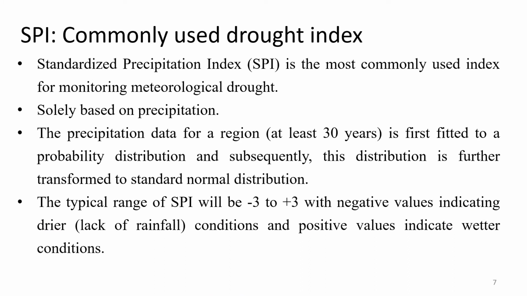So we will see one commonly used drought index, that is SPI, Standardized Precipitation Index. I just wanted to cover this because this is one of the most widely used and recommended drought indices for monitoring meteorological drought conditions. It is recommended by the World Meteorological Organization as a consistent indicator to use for meteorological drought.